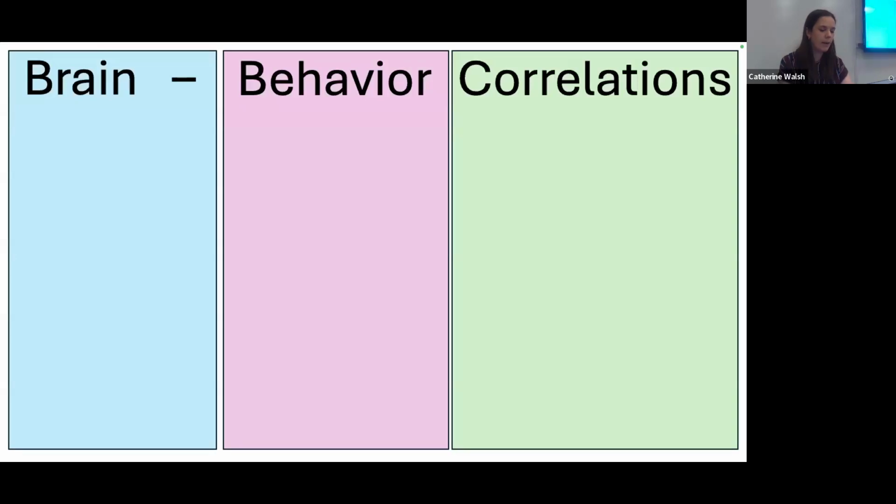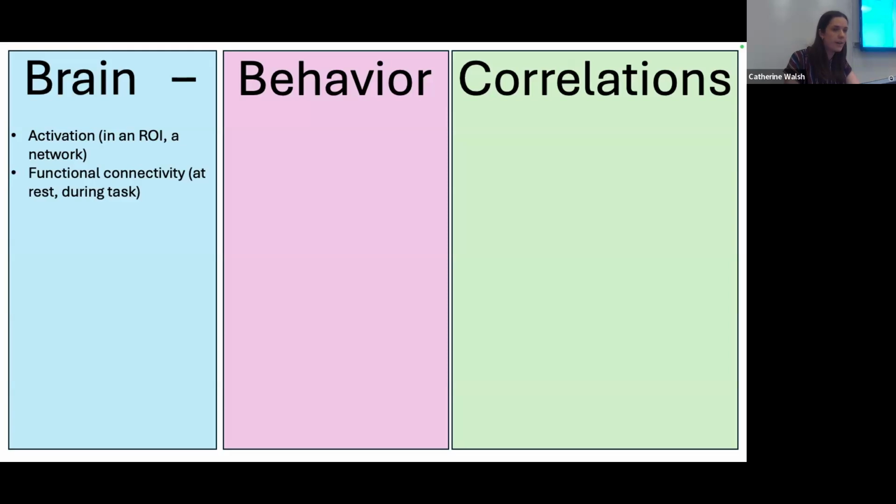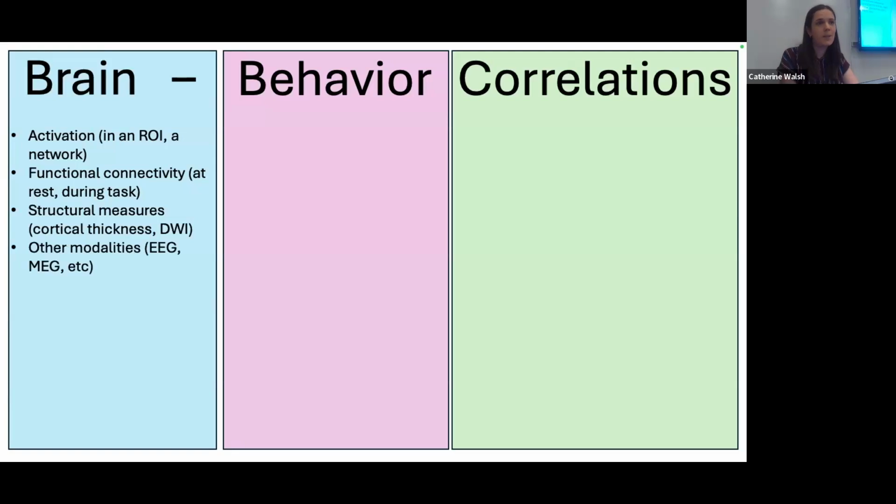To break this down, I want to go through this definition. I'm going to break it down into the three words that make up this statement. So first, brain. This can be a lot of things. It could be activation, maybe in an ROI, in a network; it could be functional connectivity, at task or rest, any kinds of connectivity; structural measures, or other modalities. Basically anything in the brain that you want to look at that's relevant for your research questions.